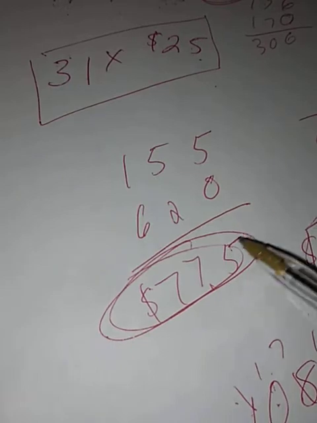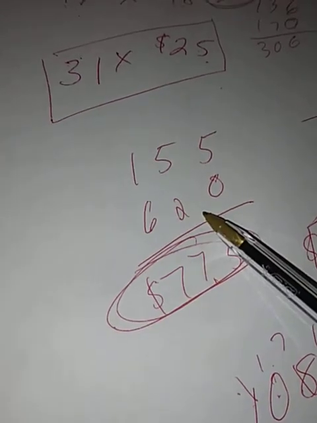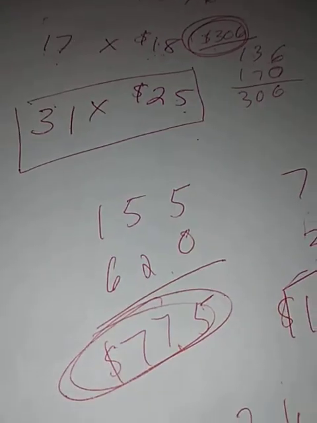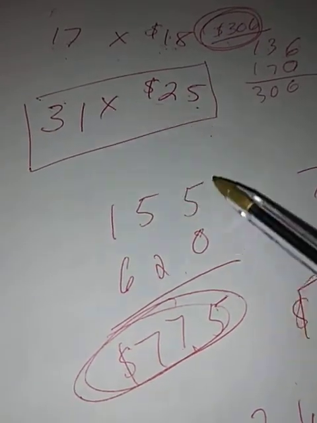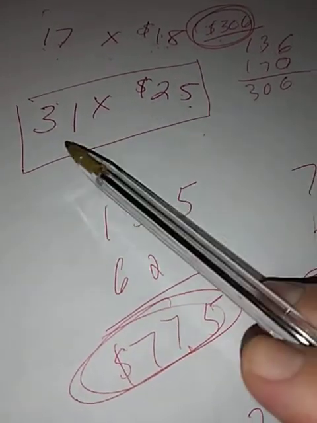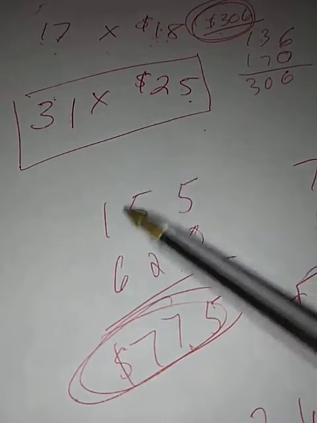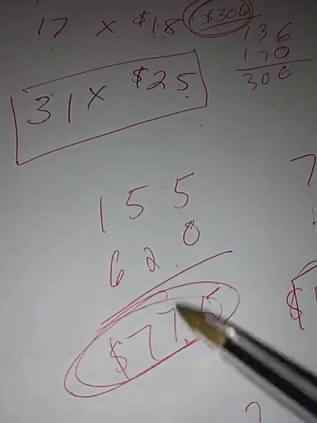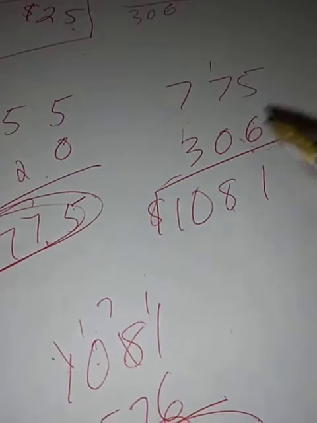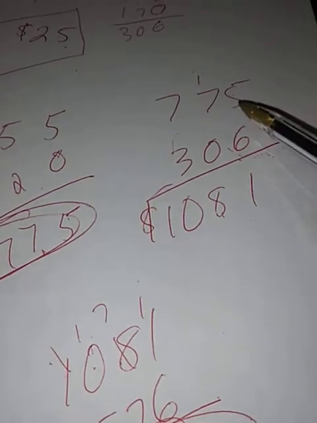And then this one was, what did we say? Okay, double checking. Then we're doing 31 times 25. 5 times 1 is 5. 5 times 3 is 15. Carry the space. 2 times 1 is 2, 2 times 3 is 6. That's 775.